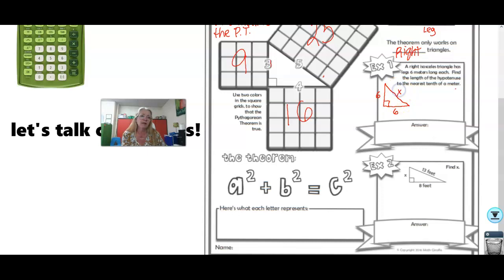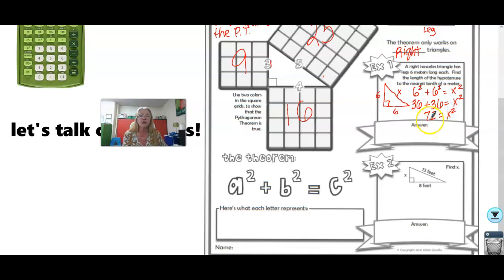Okay, so the hypotenuse, the longest side, is what we're trying to solve for. Well, if we use the Pythagorean theorem, we know that 6 squared plus 6 squared has to equal the hypotenuse squared. If you square the leg and you square the other leg and you add them together, it will be equal to this hypotenuse squared. Well, 6 squared is 36, and 6 squared is 36. 36 plus 36 is 72.